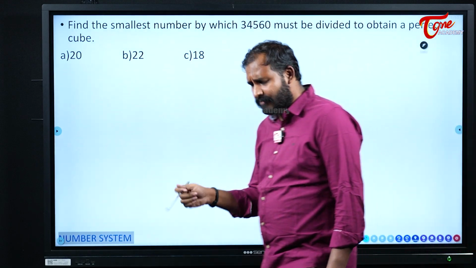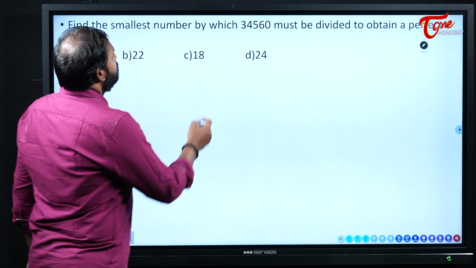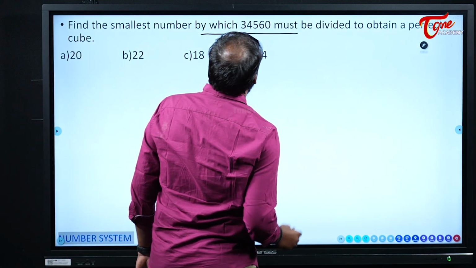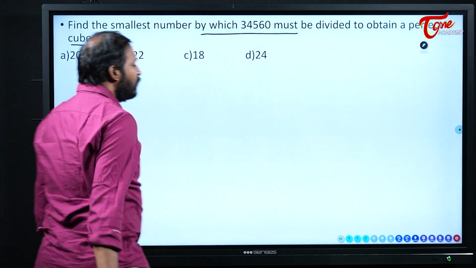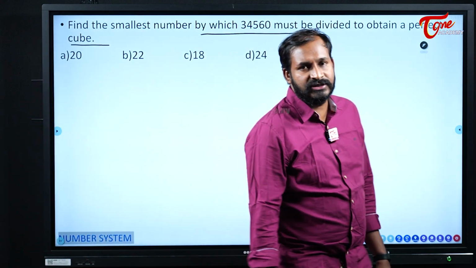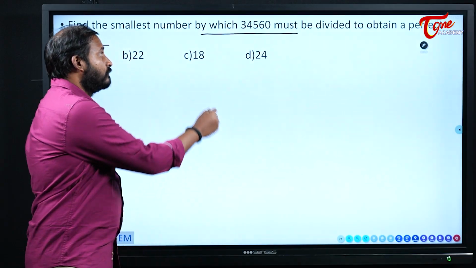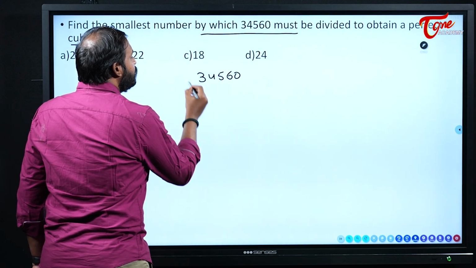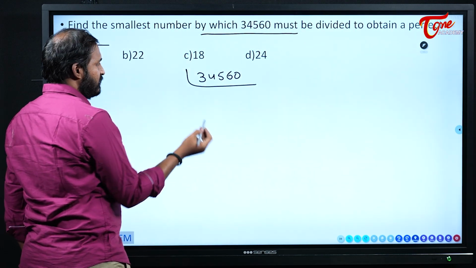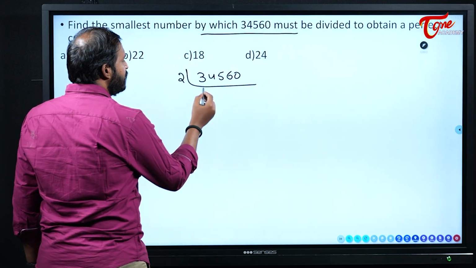Now we will see some other two types of questions. Find the smallest number by which 34560 must be divided to obtain a perfect cube. This question also belongs to our numbers concept only. We will see this one. Now, 34560, I need to do the prime factorization. So don't worry, do it with small numbers, that will be more convenient.